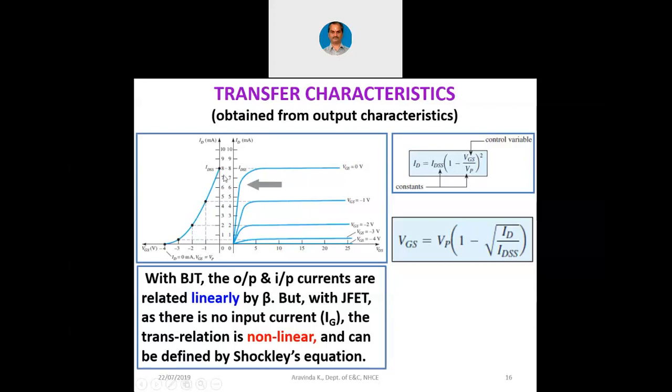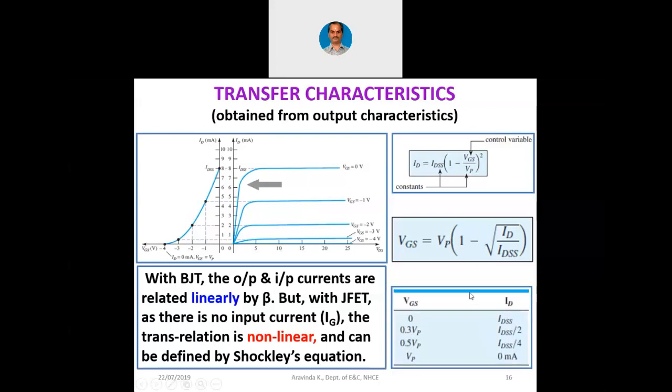Similarly, when ID is at 25% of IDSS, let us say ID is at 2 milliampere, what is the value of VGS? You can see directly that when ID is IDSS by 4, then VGS is VP by 2. That means when ID is 2 milliampere, VGS is VP by 2. This way, we can deduce some other relationships using only VGS and ID.